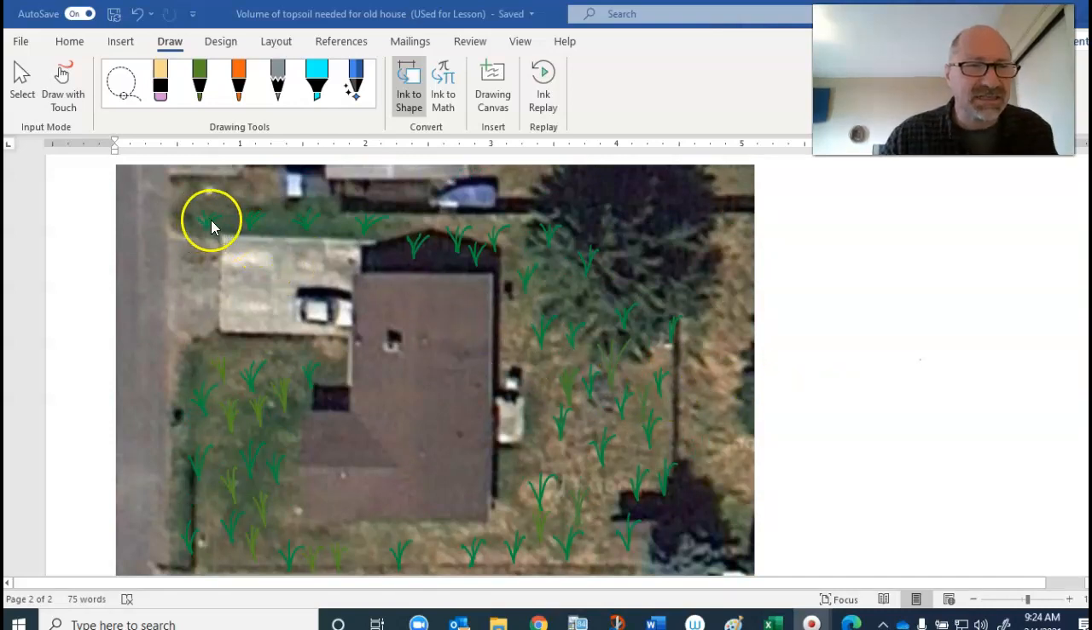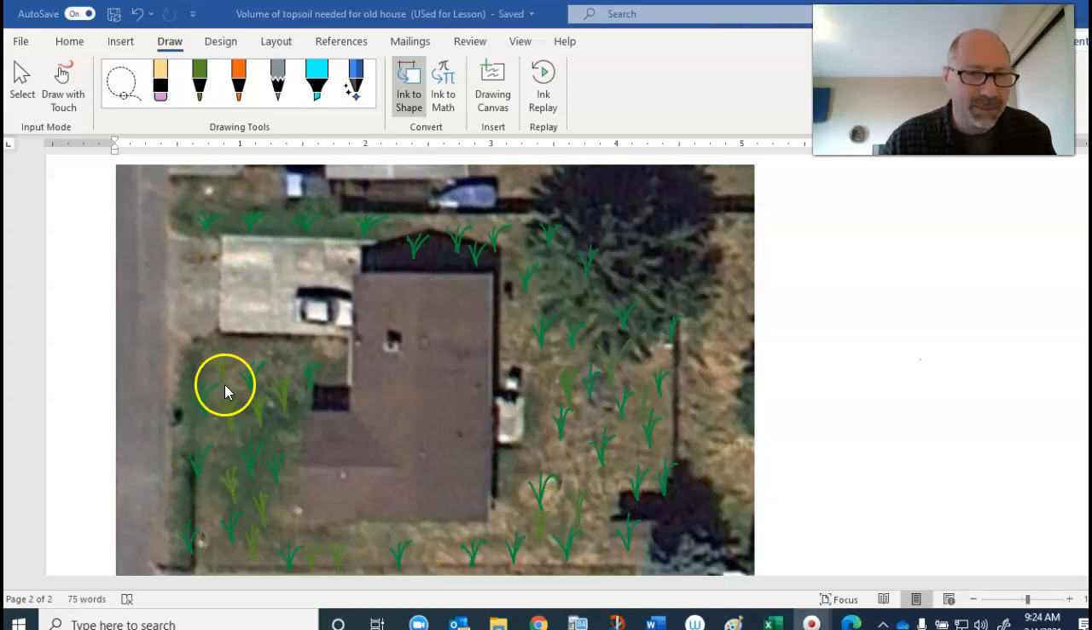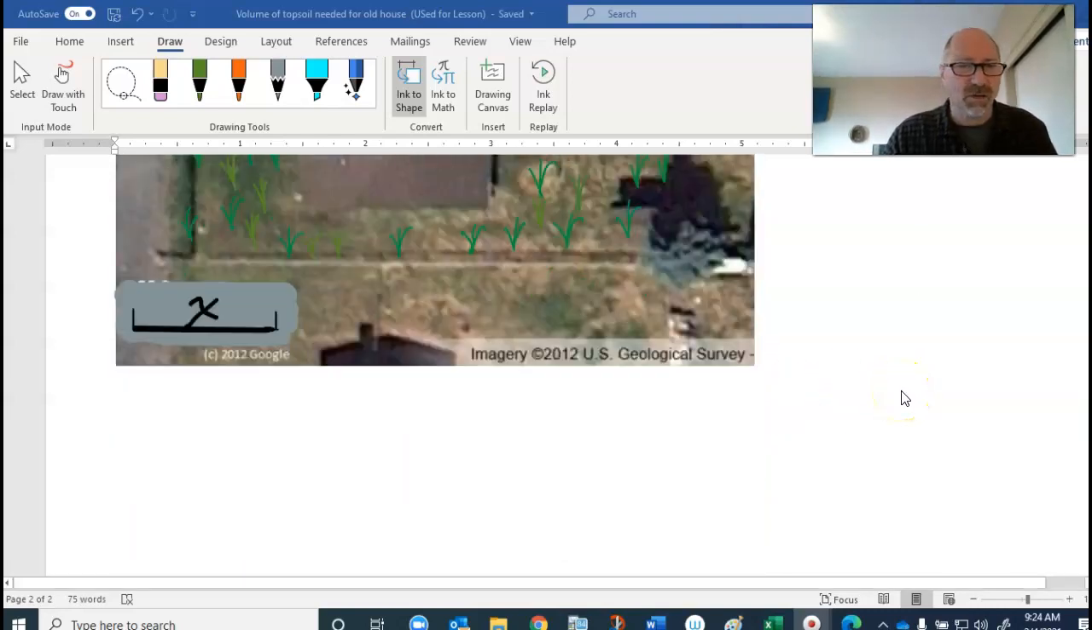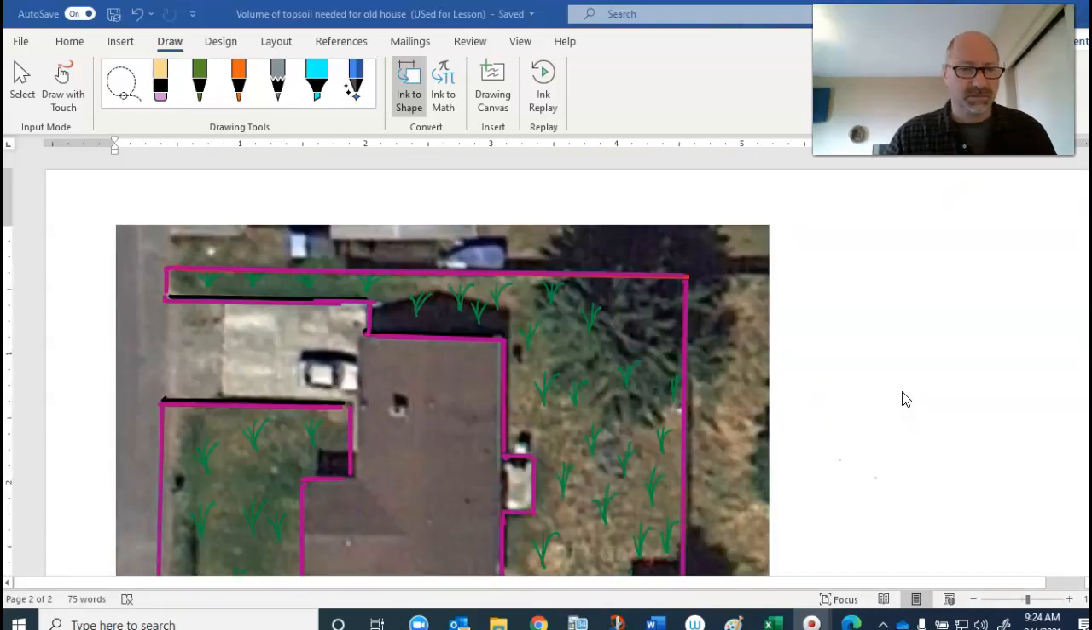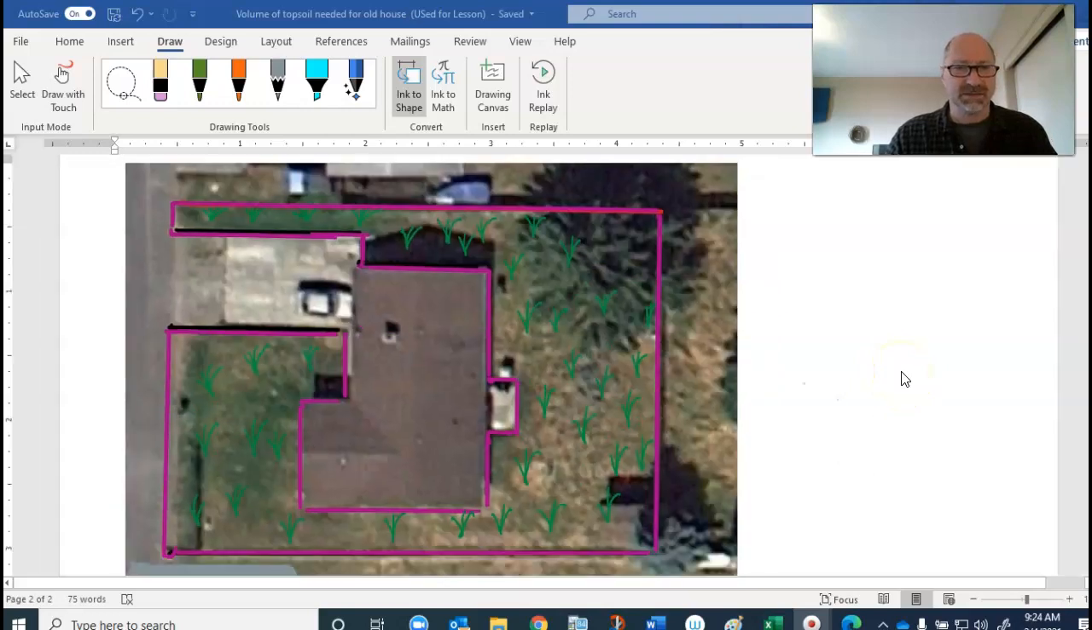So you can see these little tufts. This is where all the grass is supposed to be, all in here. And so to get an estimate, I've drawn some border lines for this. So this looks like a fence line, and that's the property behind this home. So this gives us a little better picture, and I'm going to make this a little smaller.